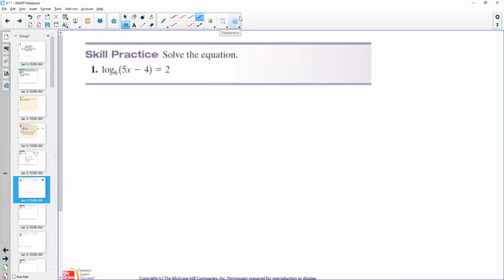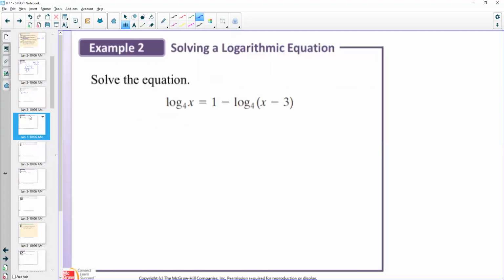All right, so you try this one. If you set it up, you're going to set it up as 6 to the power of 2 equals 5x minus 4. You can solve that, right? That's not a huge deal. What happens is when there's logs on both sides, things get a little more complicated. So the first step is going to be to combine them all to one side.